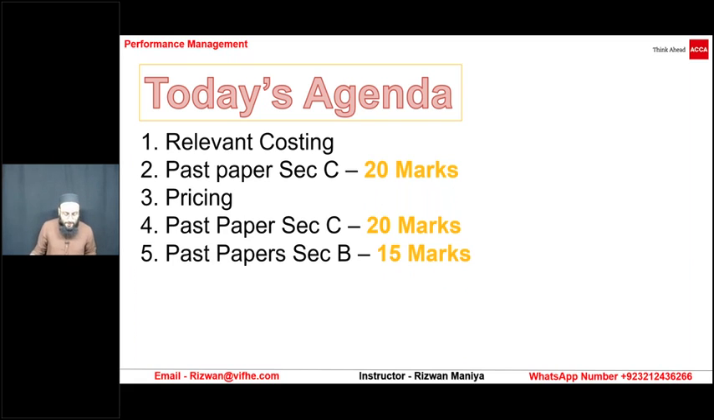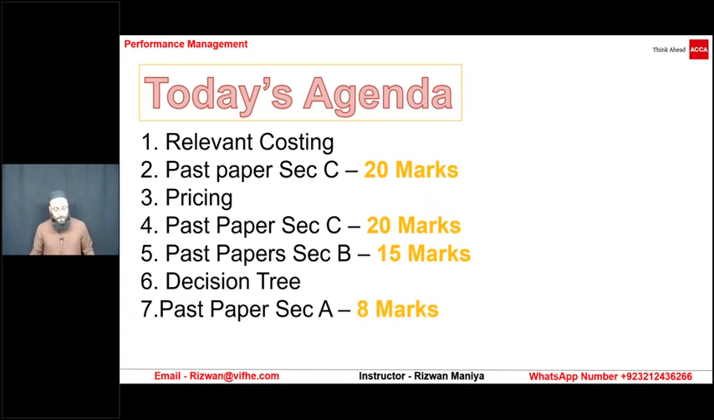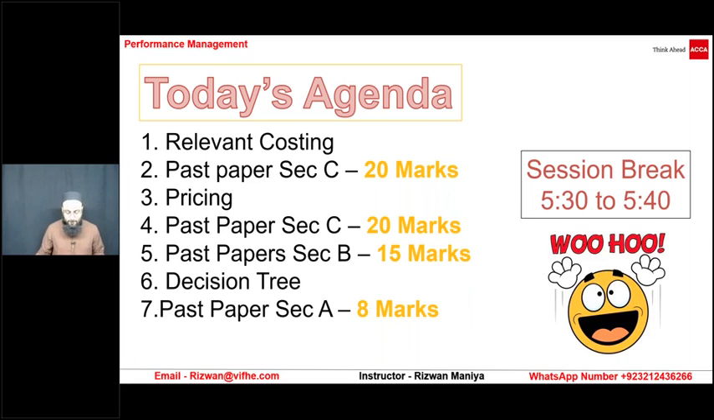Then we'll move towards past paper section B, the practice question that I gave you yesterday. I did mention in my WhatsApp groups to solve the question. So we'll be solving that question. Then I will be discussing decision trees, which relate to risk and uncertainty. Then past paper section A, and yes, the break time 5:30 to 5:40. So this is the plan of action for today.